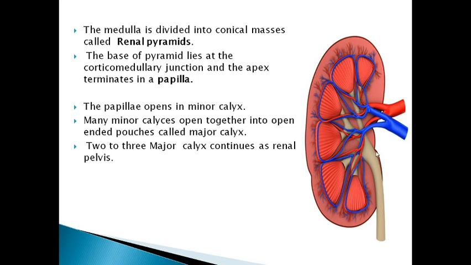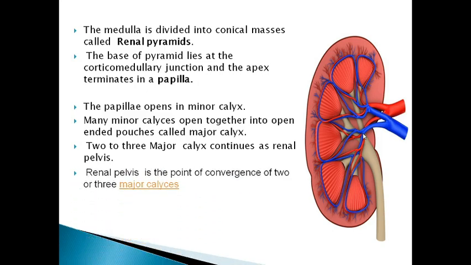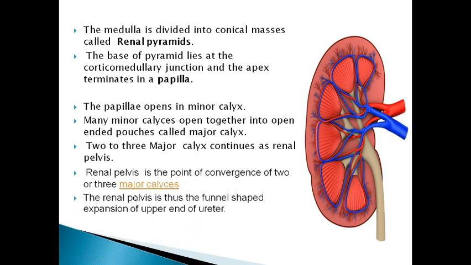constitute the renal pelvis. So, 2 to 3 minor calyces join to form the major calyx, and further the major calyces contribute to form the renal pelvis. Now, the renal pelvis is the point of convergence of 2 to 3 major calyces, and thus the renal pelvis is the funnel-shaped expansion of the upper end of the ureter, and from the renal pelvis the urine flows out into the ureter.